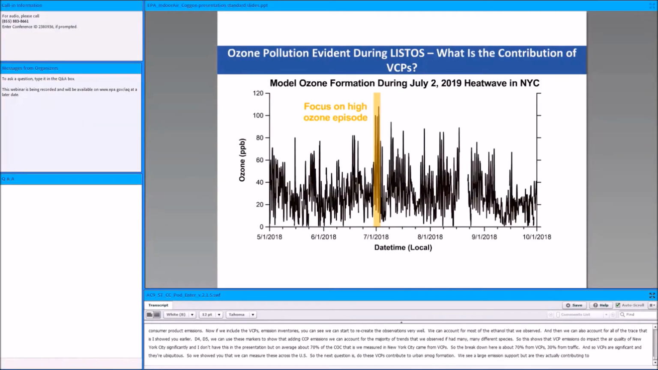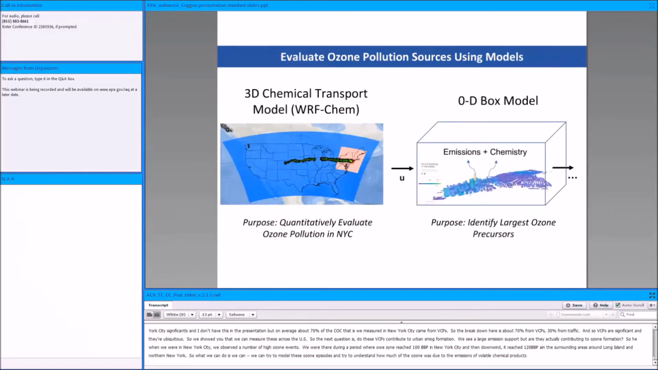So when we were in New York City, we observed a number of high ozone events. We were there during a period where ozone reached about 100 ppb in New York City, and then downwind, ozone reached 120 ppb in the surrounding areas along Long Island and northern New York. And so what we can do is we can try to model these ozone episodes and try to understand how much of this ozone was due to the emissions of volatile chemical products. So what is the contribution of VCPs?